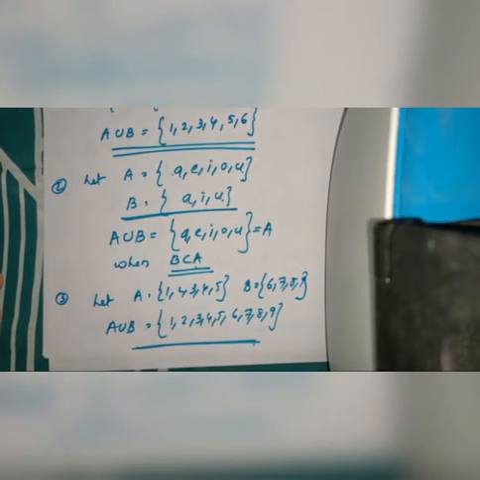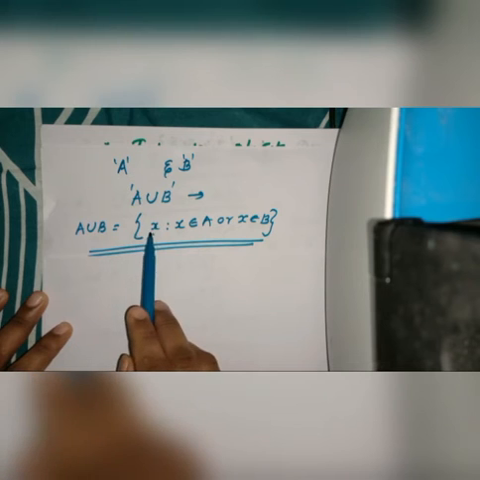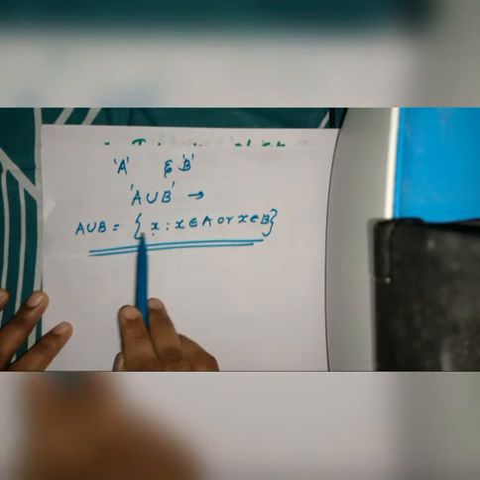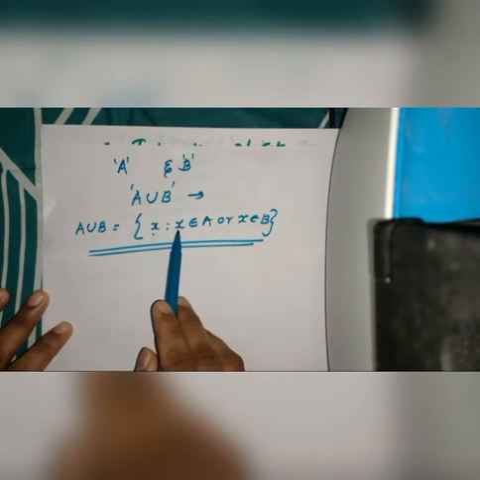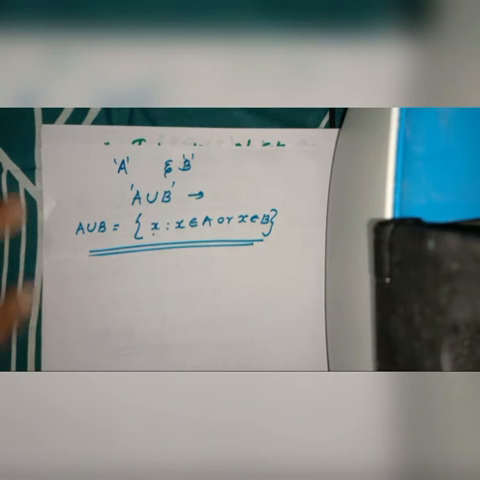This is very simple. A union B is nothing but combining all the elements of the two sets, and repeated elements are taken only once. And we know that the definition of A union B is another set such that the elements x are such that x belongs to either A or B, or it includes both, the elements of both A and B.